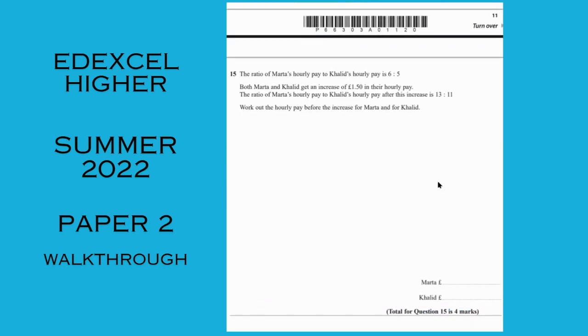Number 15, another one of those, not the wordiest I've seen, but getting there. But it is one, it's hidden algebra, folks. It's an annoying hidden algebra. Set it up as normal. Marta has 6 shares to Khalid's 5. They add on £1.50. Whoops. And they get 13 to 11.